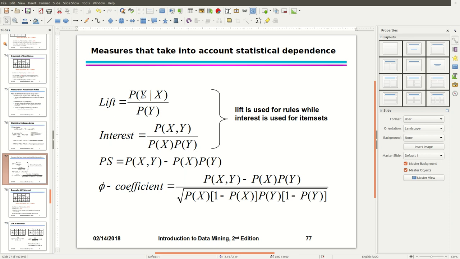Lift is defined with this formula, and interest is given in this formula. There is also PS, which is given with this formula, and there's the phi coefficient, which is given with this formula. You don't need to memorize these formulas, but we have different measures that we will be using to evaluate either the item sets or the rules, especially in the rule generation phase.